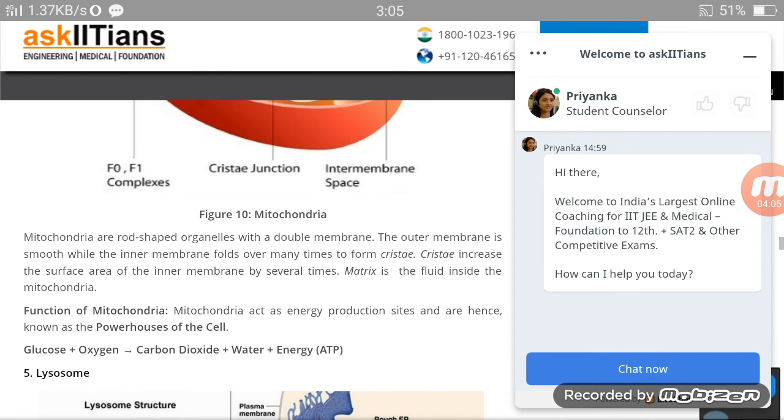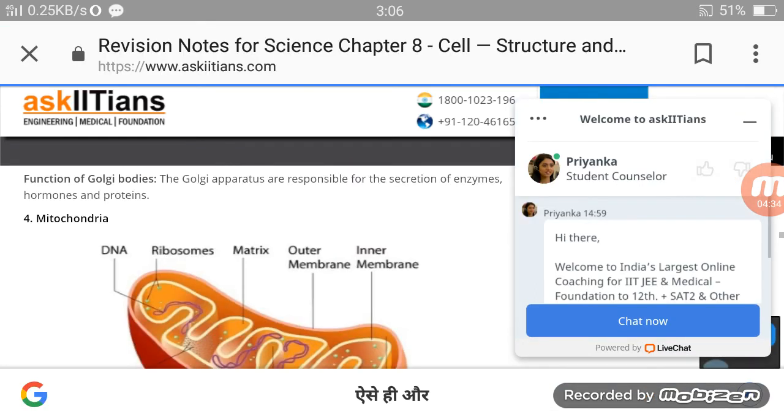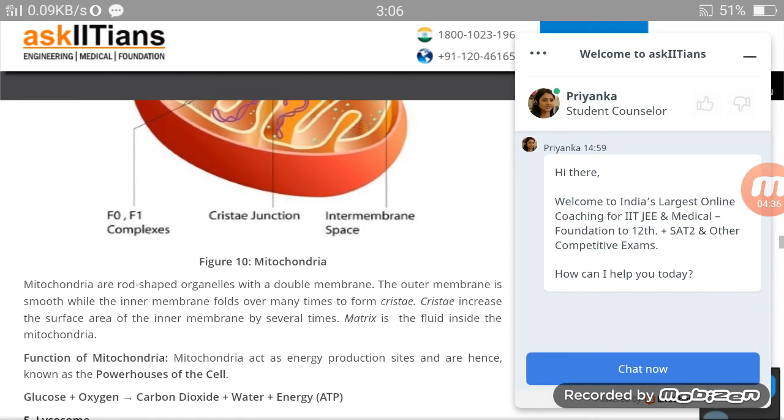Do you notice that? Cristae increase the surface area of the inner membrane by several times, as the inner membrane is folding several times and forming cristae. So this cristae is increasing the surface area of the inner membrane. This is a type of objective question or give-reason question also. You can note this point down. Matrix is the fluid inside the mitochondria. As you can see, matrix is filled inside the mitochondria.